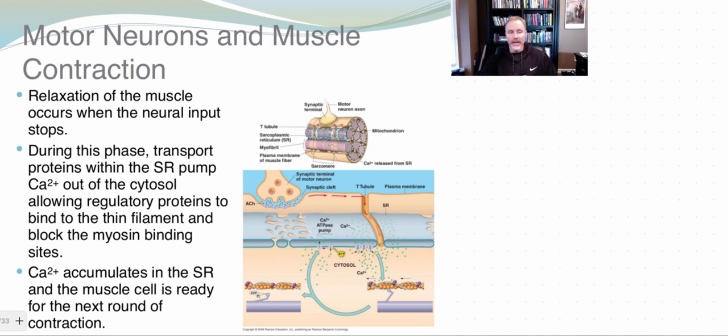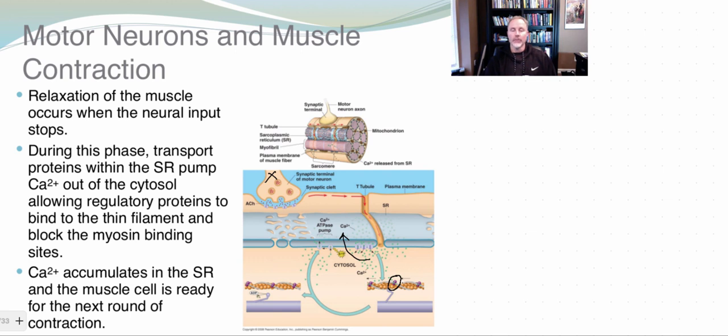When we don't get an action potential, now the muscle is going to relax. We don't have any neural input. The sarcoplasmic reticulum is going to take up the calcium from the surroundings. The calcium is not going to be bound to the troponin, and that tropomyosin is going to slide back into place, and now the muscle is going to be ready for the next round of contraction. And all of this occurs very, very rapidly and results in the movements that we do on a daily basis all the time.